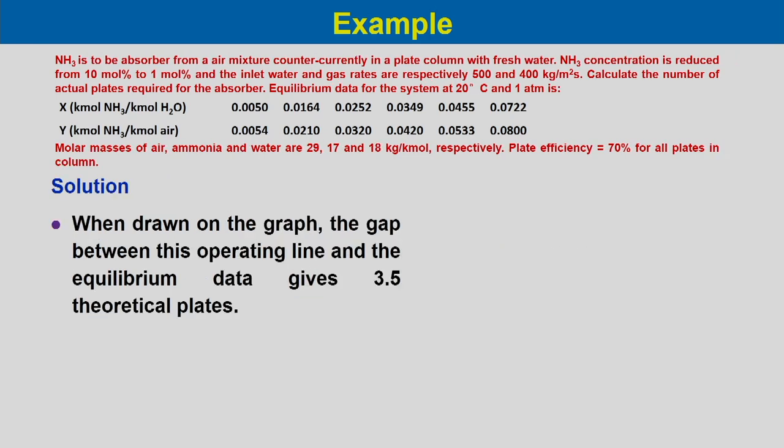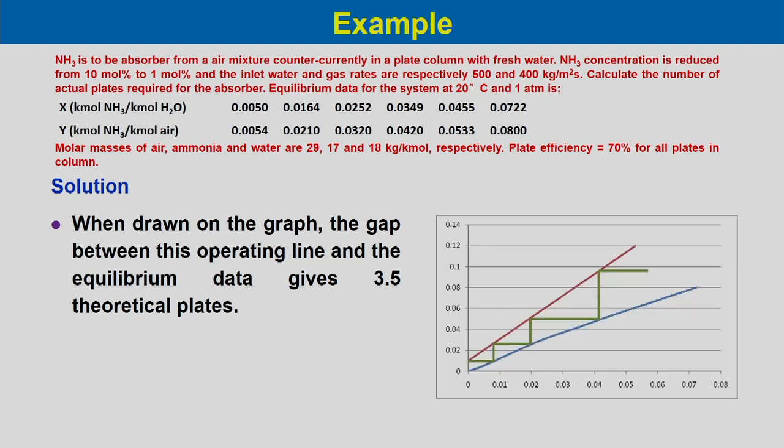When drawn on the graph, the gap between the operating line and the equilibrium data gives 3.5 theoretical plates. You can just look into the graph, and you have the initial point, which is capital X naught, which is basically X2 is 0, and Y1 which is over here. So, this point is known, and the final composition will go to 0.053. You start from here and then move to the equilibrium curve from the mixing point.